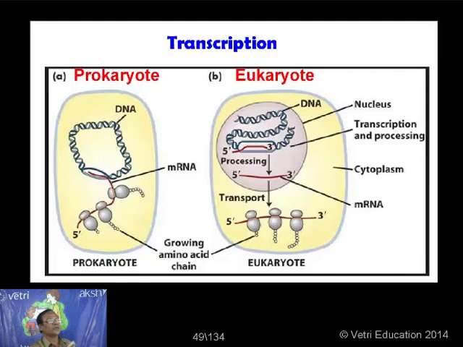After that, it has to exit through the nuclear pores, which is called transport, and eventually it is translated. So the transcription process occurs in the nucleus and the translation process occurs in the cytoplasm, in two separate compartments. And also we have the processing, which does not take place in the prokaryotic cell. We will discuss eukaryotic transcription in detail.